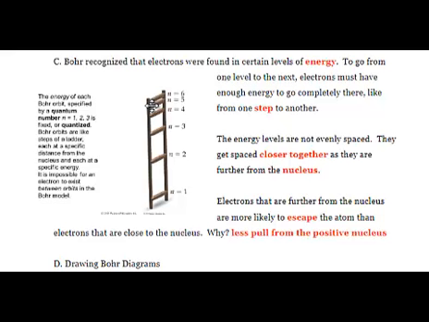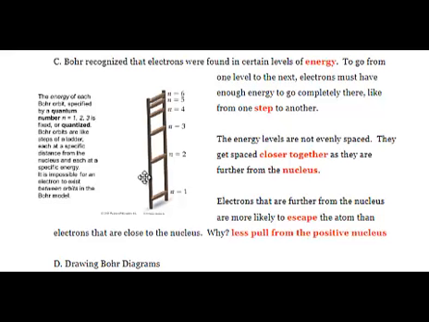Now there's a few things to recognize here. First of all, under letter C, to go from one level to the next, electrons must have enough energy to go completely there, like from one step to another. Electrons can't kind of hang out in between these steps. They have to either be on 1, 2, or 3, or 4, etc. The energy levels are not spaced evenly. They get spaced closer together as they are further from the nucleus. You see that 2 and 3 are closer than 1 and 2 were, and as you get up here, they get closer and closer together.